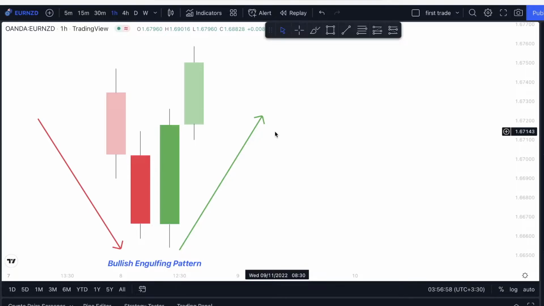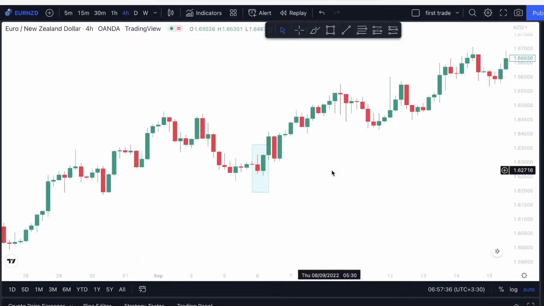Alright, let's go on the chart and find a couple examples. Alright, we are here. Euro NZD, Euro against New Zealand dollar, 4-hour time frame. I found a bullish engulfing pattern here. As you can see, let me show it better. After this pattern, the uptrend begins and the market starts going up. As we explained, the second candle is bigger than the first one and the close price is higher than the previous one. So we can say buyers have more power compared to sellers.